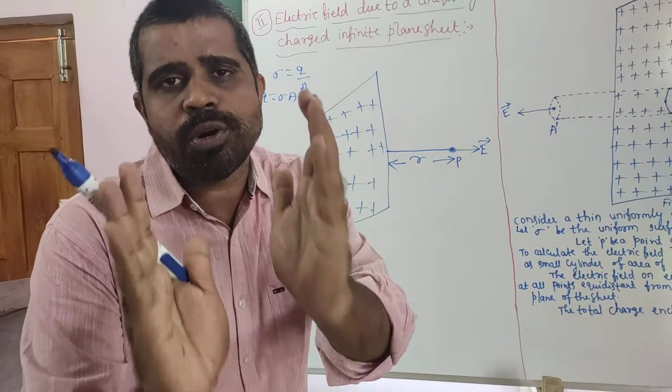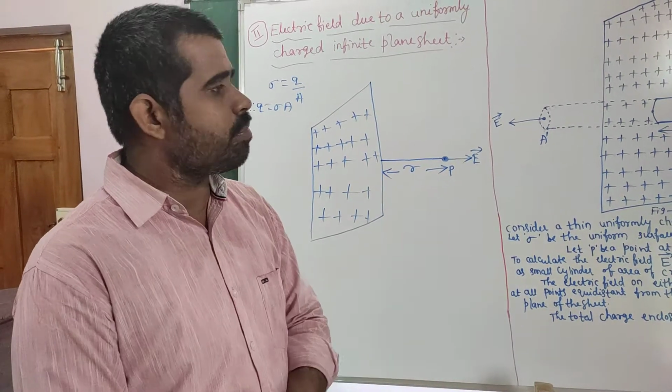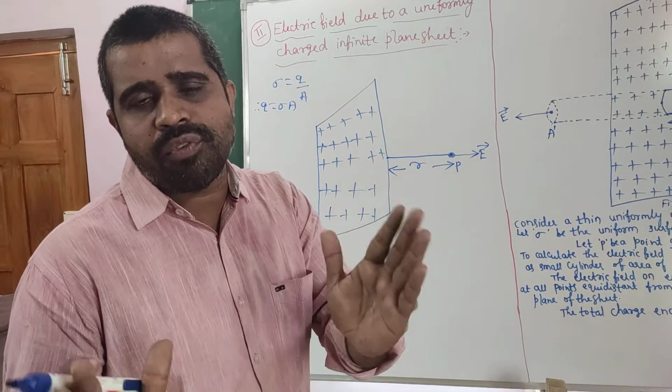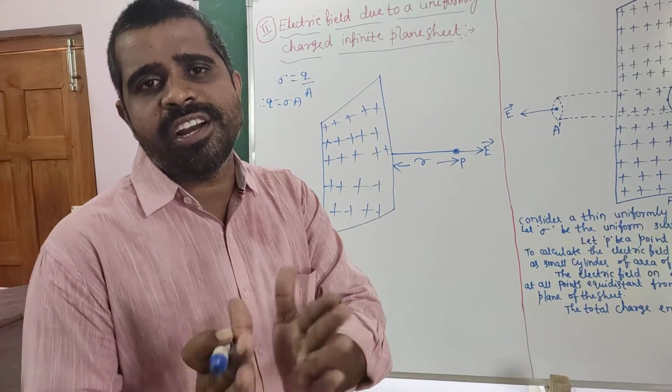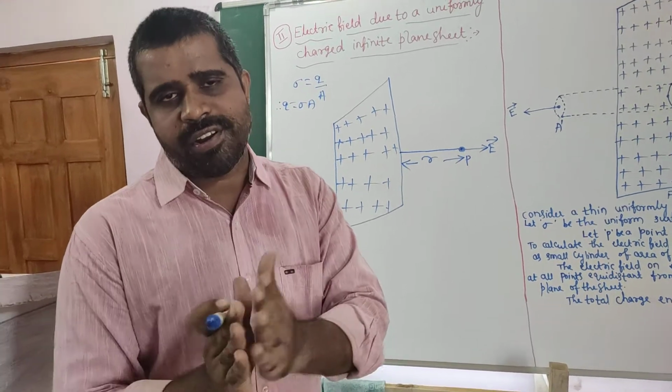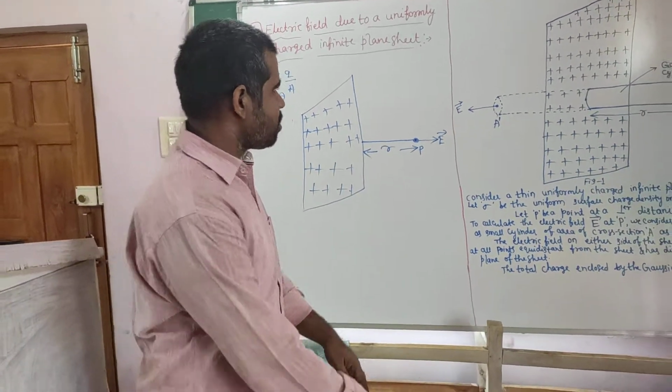To apply Gauss law we need a Gaussian surface. How do we build a Gaussian surface here? We have to draw one symmetrical surface. A very good example of symmetry is a cylindrical surface. A cylindrical surface is a perfect example for symmetry. Let us draw a cylinder.